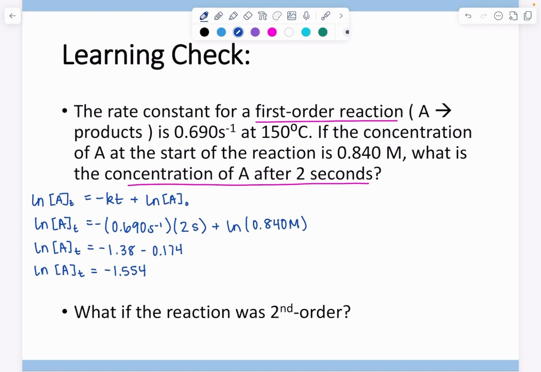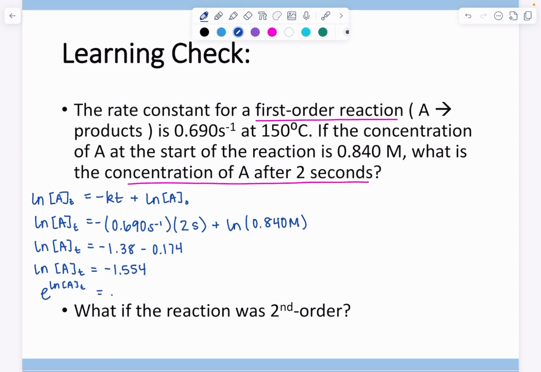To remove the natural log part of the equation, we need to raise e to the power of both sides. So if we do e to the natural log of A at time t, that just cancels out the natural log. And then we'll do e to the negative 1.554. And then this will give us concentration of A at time t is equal to 0.211 molar. So the math here is pretty straightforward. It's really just being able to determine which equation to use and then what every value that you're given actually tells you.